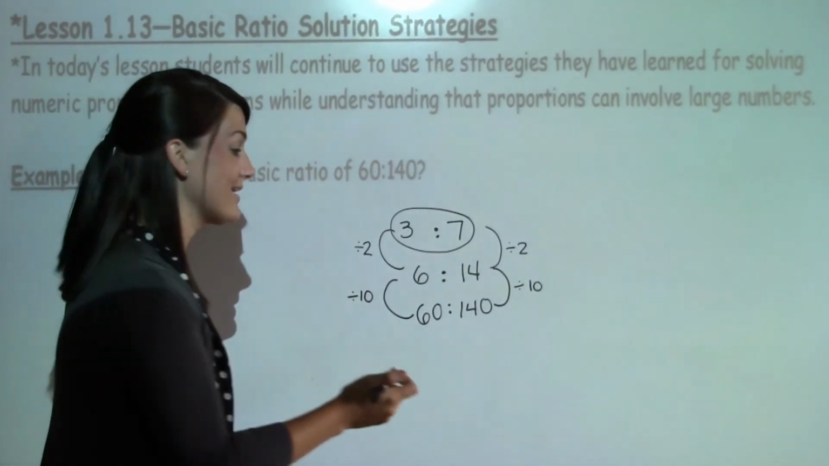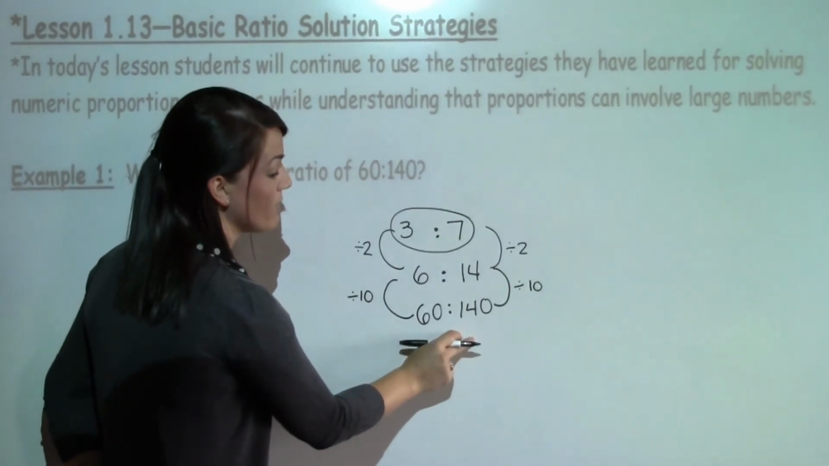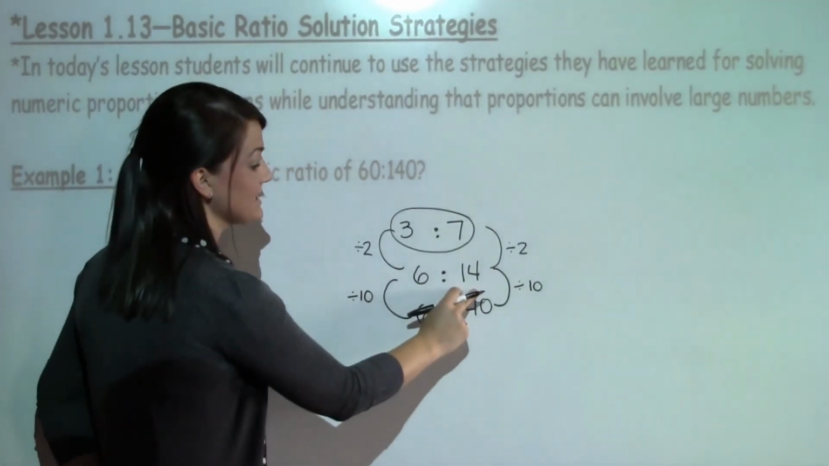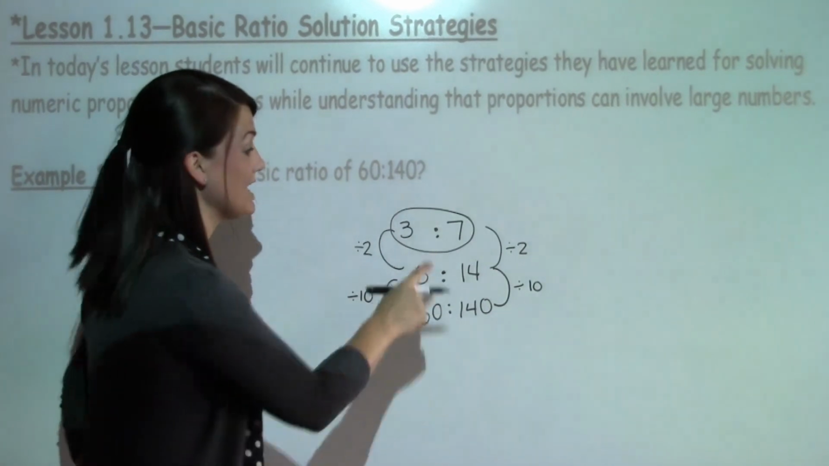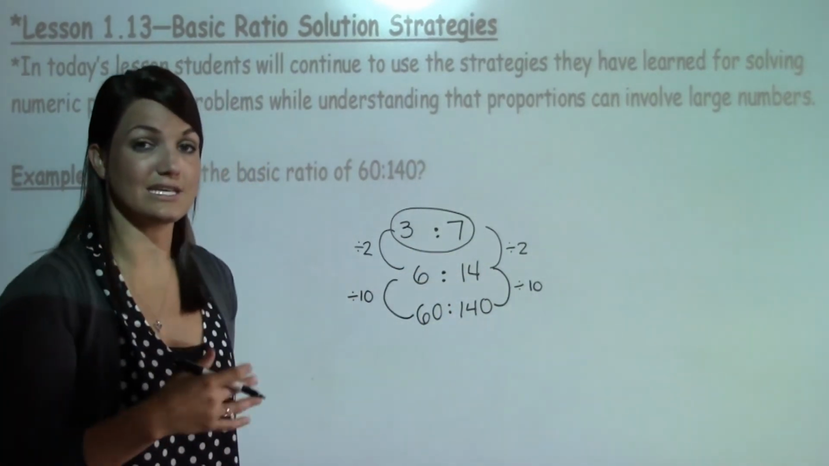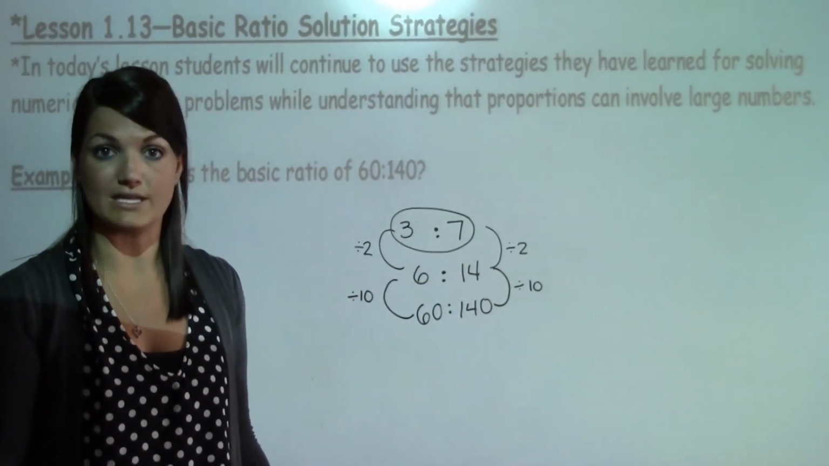So what we're showing here is that 60 to 140 is the same as 6 to 14, which is also the same as 3 to 7. But 3 to 7 is as low as it can go, as basic as it can be.